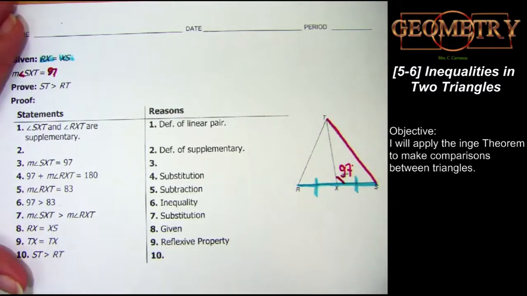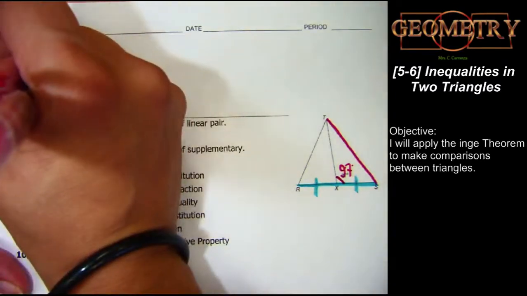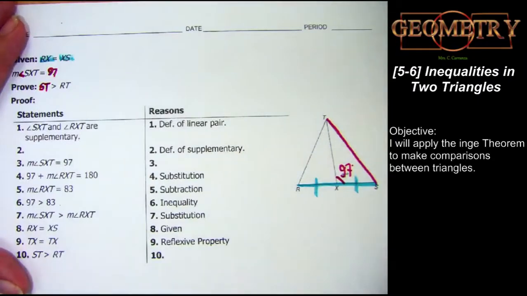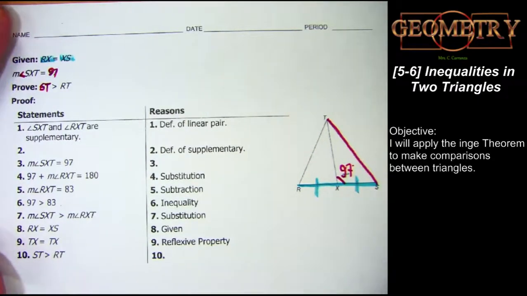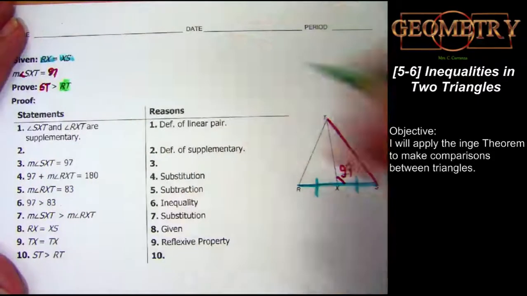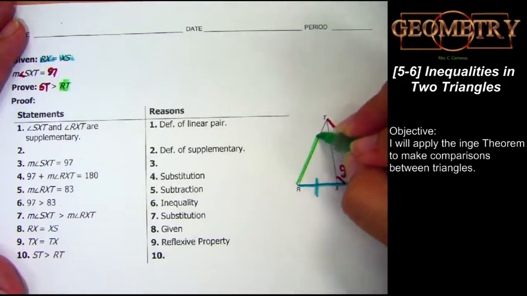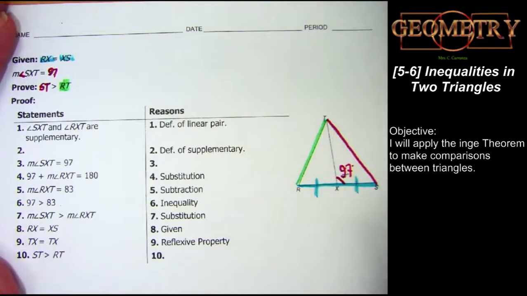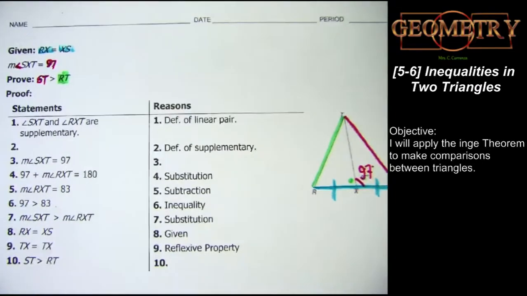We have to prove that this side ST is greater than this side RT. Which means we need to be able to say something about this angle right here and how it compares to the other. All right, let's look into our proof and see what we have.